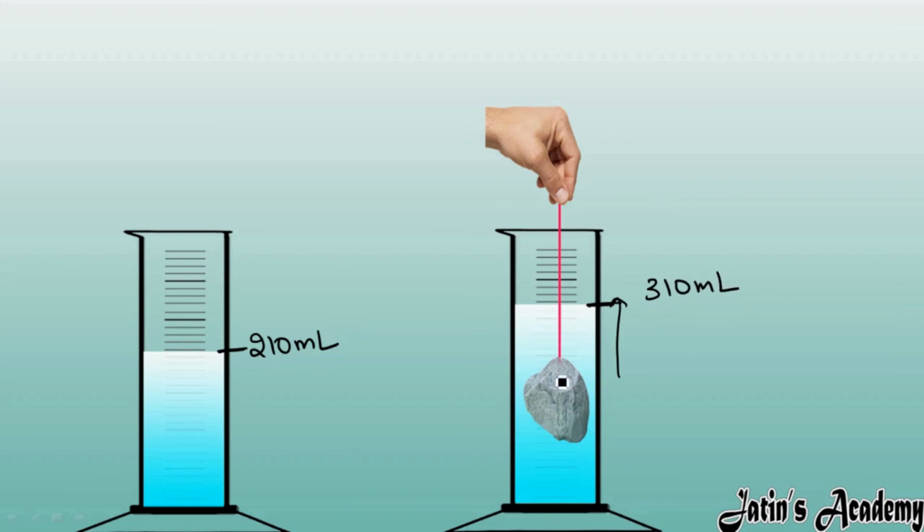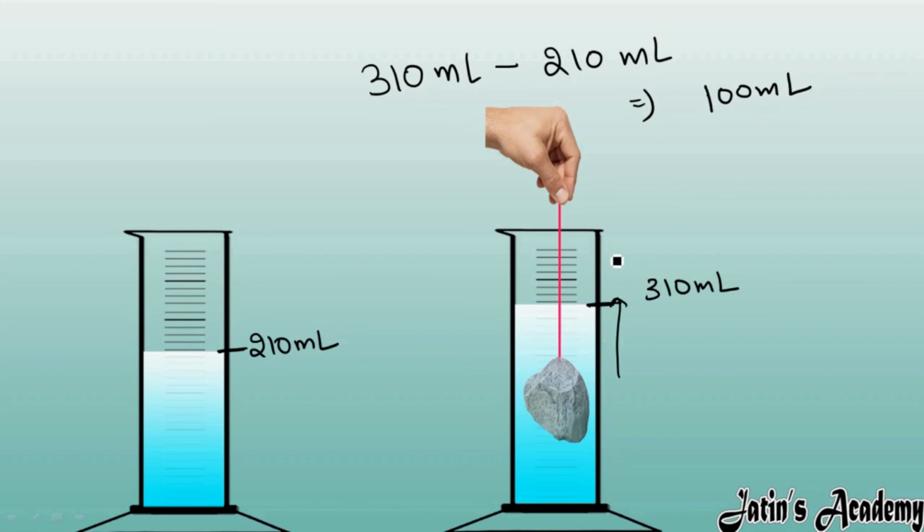Now in this case, I want to measure the volume of this solid. So how will I measure? I will just subtract the initial volume of liquid from the final volume. So the final volume of liquid is 310 ml minus the initial volume, 210 ml. By subtracting, what will I get? 100 ml. Fine. So the volume of this irregular solid is 100 ml. This is the way we can use a graduated cylinder in order to know the volume of an irregular solid.